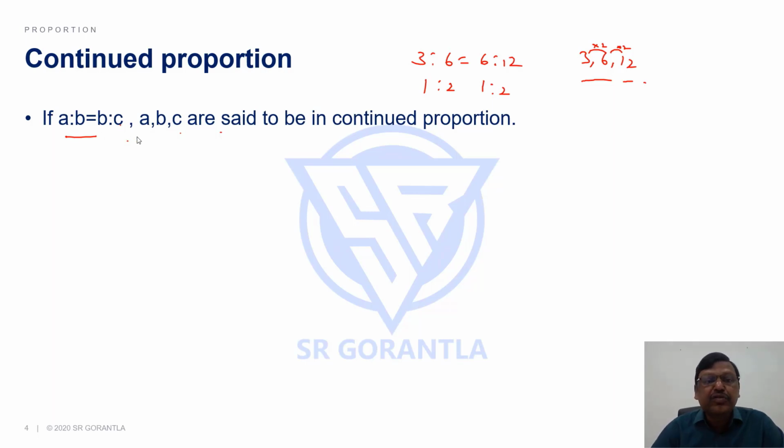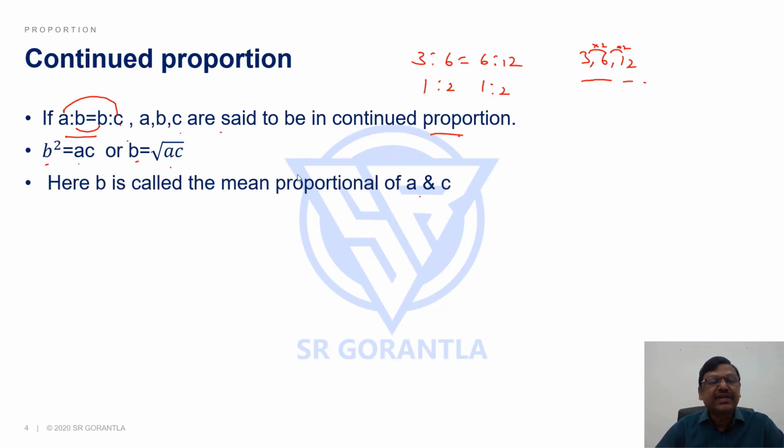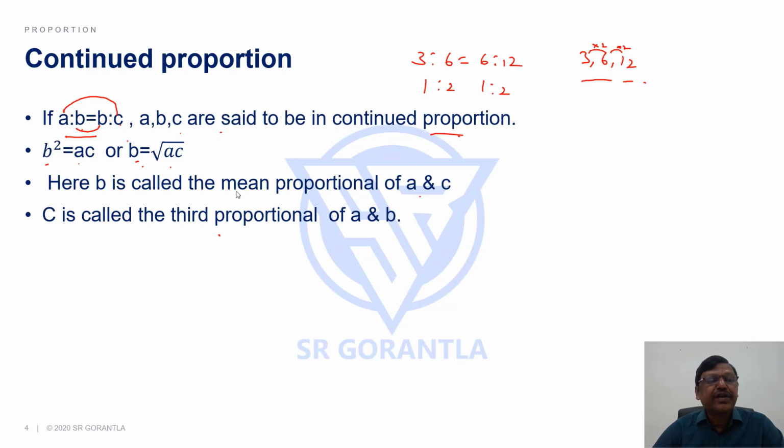If A is to B equals B is to C, A, B, C are said to be in continued proportion. Now here, if I apply the product of extremes is equal to product of means, B square is equal to AC, or B is equal to square root of AC. And this B is called the mean proportional of A and C. And C is called the third proportional of A and B.